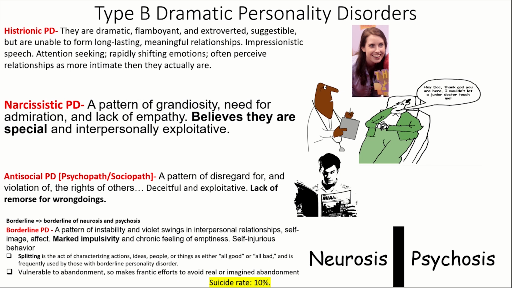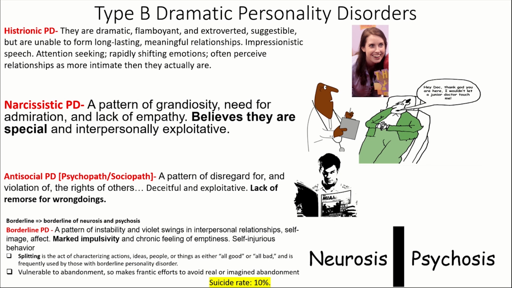The borderline personality disorder often engages in splitting, which is the act of characterizing actions and ideas and people or things as either all good or all bad. They're also incredibly vulnerable to abandonment, and they make truly frantic efforts to avoid real or imagined abandonment. The term borderline refers to the fact that they are on the borderline of neurosis and psychosis.